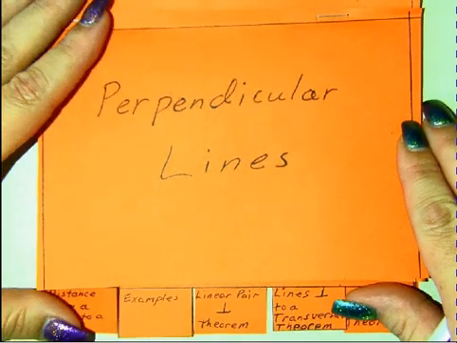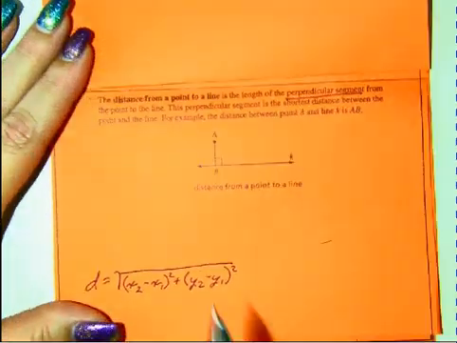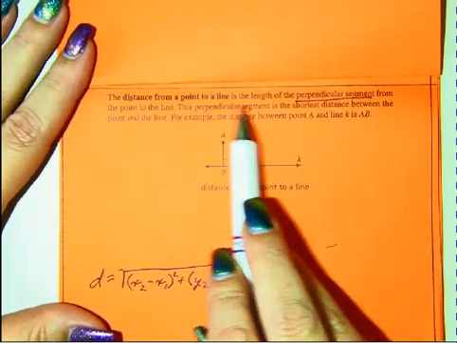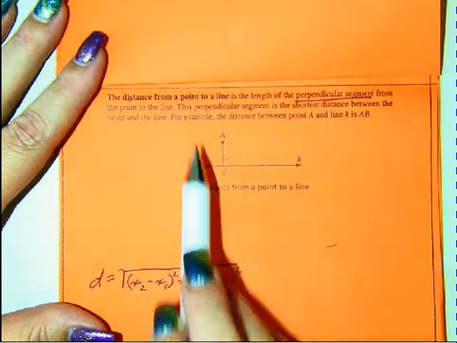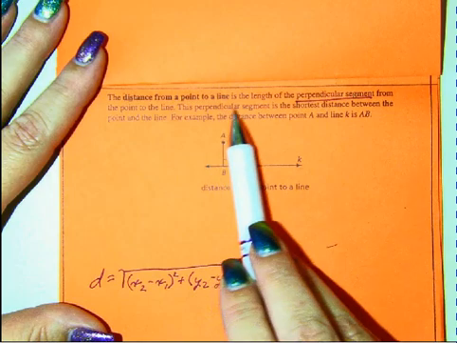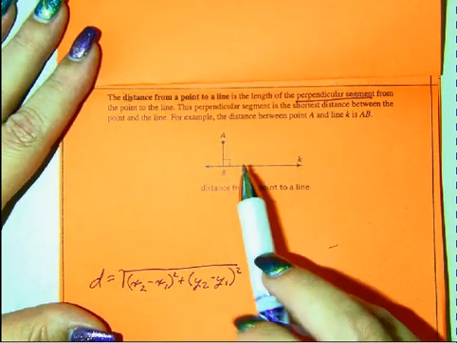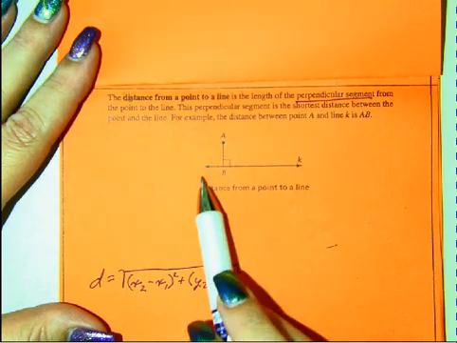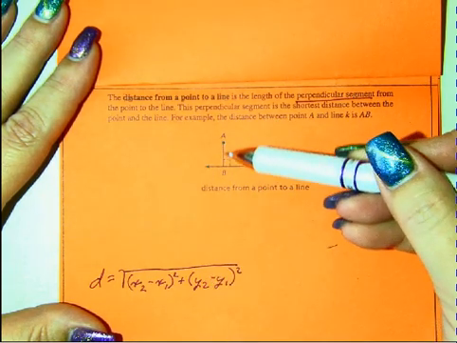So our perpendicular lines, we're going to start with the first one: the distance from a point to a line is the segment that is perpendicular to our line. So that's the shortest distance from any point to a line. So the shortest distance from point A to this line K is going to be the perpendicular segment here.